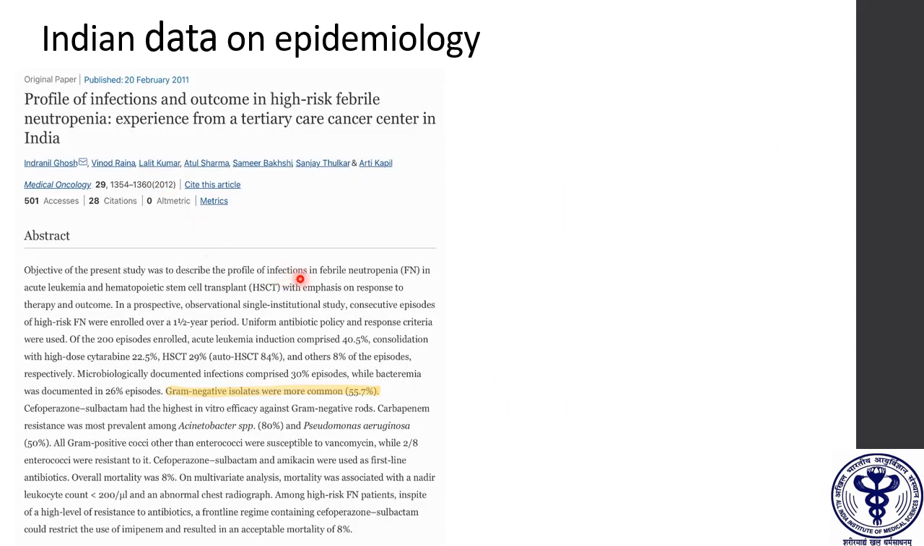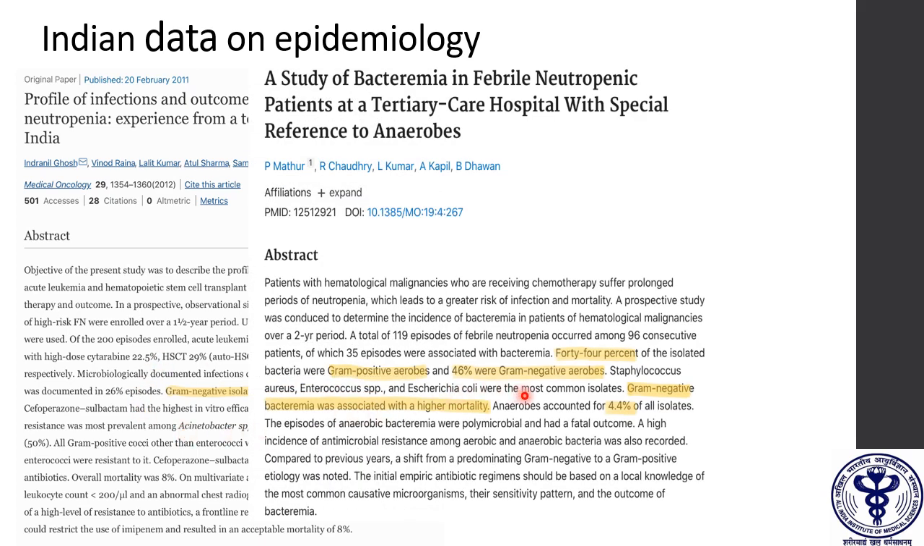There have been a few other papers here too. The gram-negative isolates were more common, and here 44 to 46 seems to be the ratio of gram-positive and gram-negative organisms, but note here that gram-negative bacteremia is associated with a higher mortality.